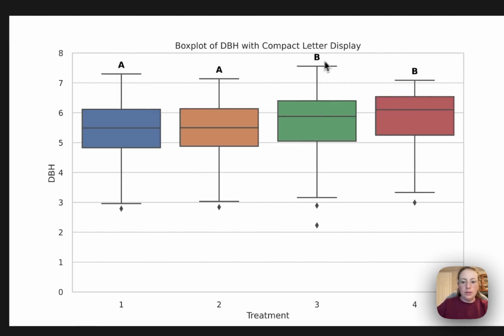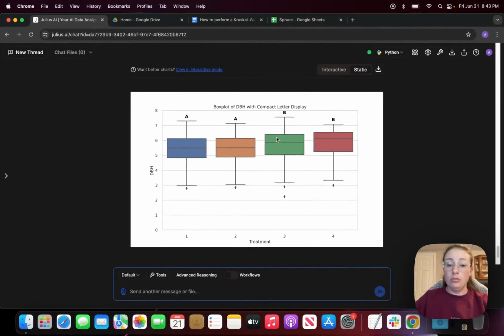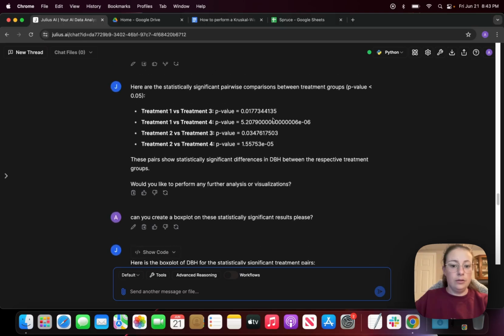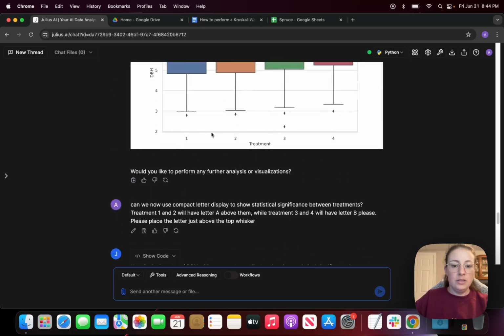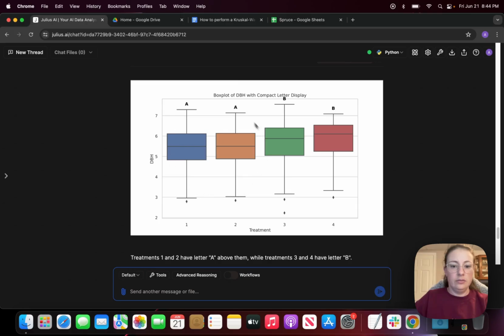So now that I have A, A, B, and B, this matches what we found from Dunn's pairwise comparison. So we can see treatment 1 versus treatment 3, and treatment 1 versus treatment 4 were statistically significant, and then treatment 2 and 3, and treatment 2 and 4. So that means that treatment 1 and 2 are the same, and that treatment 3 and 4 are the same. So that means that these two are not statistically significant from each other, and these two are not statistically significant from each other. However, treatment 1 and 3 and treatment 1 and 4 are, because they have different letters, and treatment 2 and 3 and treatment 2 and 4 are.